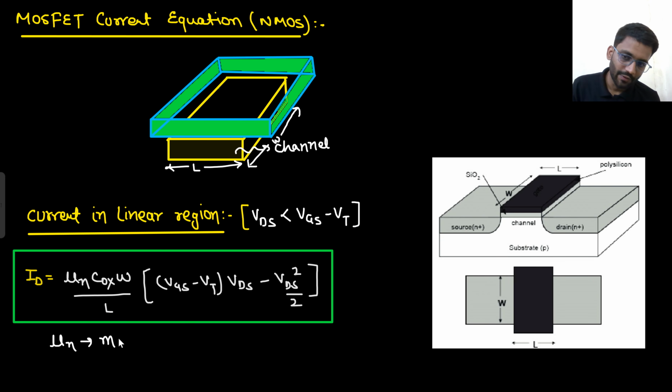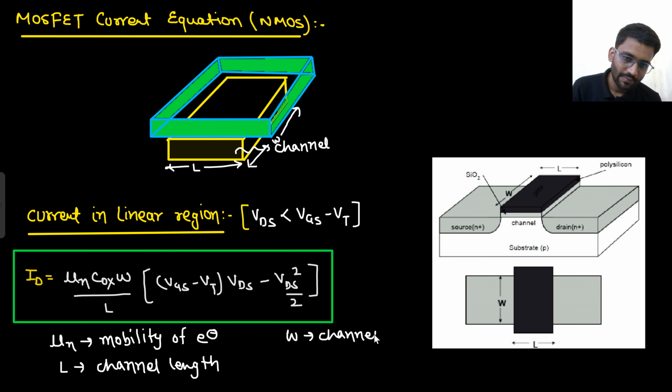That is the mobility of electrons. W and L you know, right? L is the channel length, and W is the channel width. Now what is this Cox?